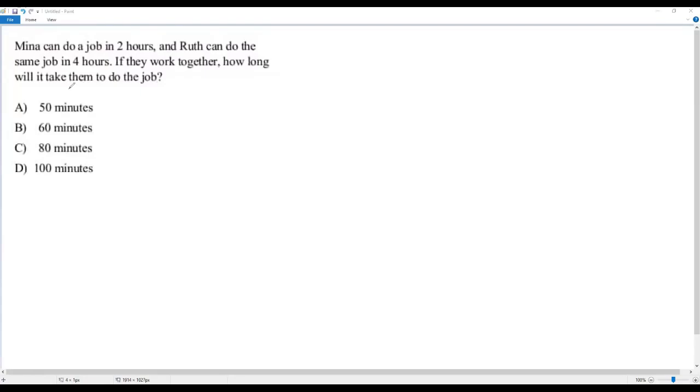Here we have an SAT math problem. Okay, let's go to the question. Mina can do a job in 2 hours and Ruth can do the same job in 4 hours. If they work together, how long will it take them to do the job?